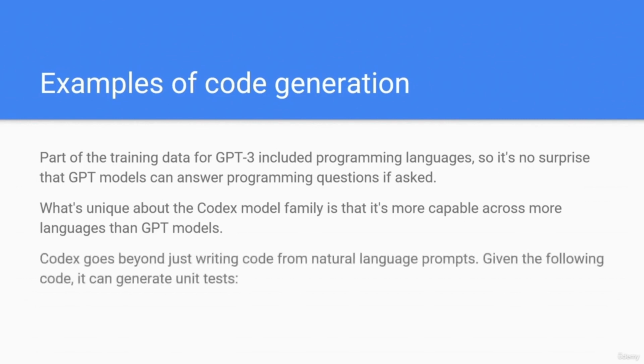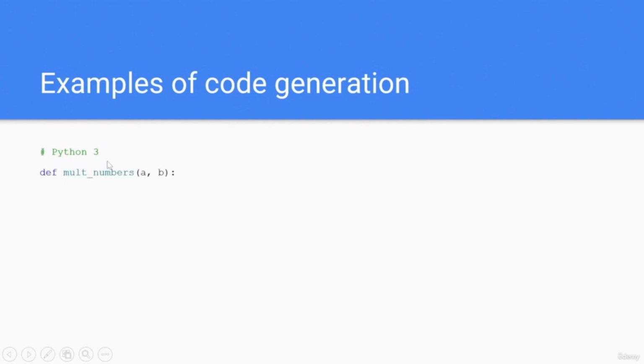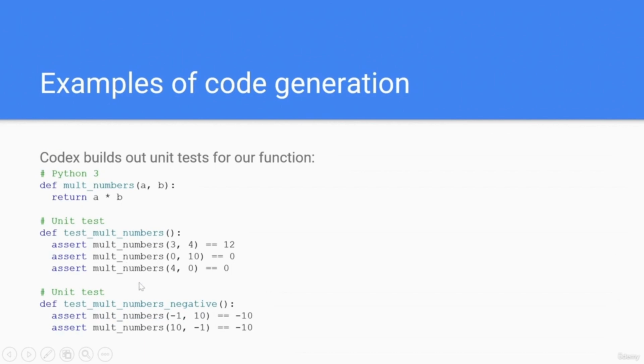Codex goes beyond just writing code from natural language prompts. Given the following code, it can generate unit tests like this. So here you can see this is a function that multiplies numbers a and b. It will return a multiplied by b. These are the unit tests for it, as you can see. Here you can see the test multiply numbers will take and assert if these equal 12, equal 0, equal 0, which means this is correct. All right, and the same thing for multiply numbers negative. So even if it is negative, it should be working correctly. So this is the code with the unit test.